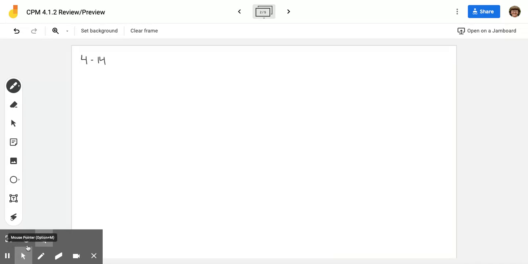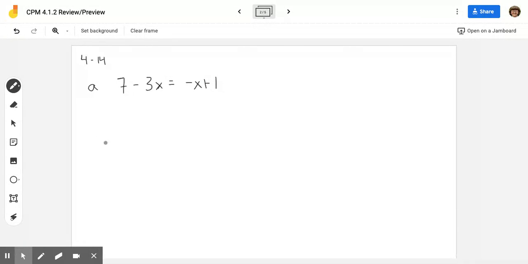The next problem, 4.1.4, we're going to simplify each equation and solve for x. So first one is 7 minus 3x equals negative x plus 1. So I need to get my x's on one side and my units on the other. So let's start with units. Let's go ahead and move this 1. So we have minus 1 on both sides.